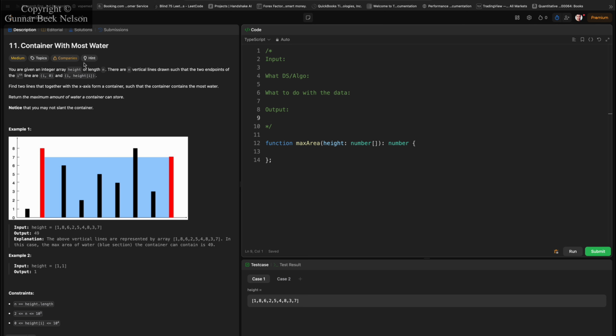Hello everyone, today we'll be going over the Blind 75 in TypeScript, and today we'll be focusing on the problem Container With Most Water.